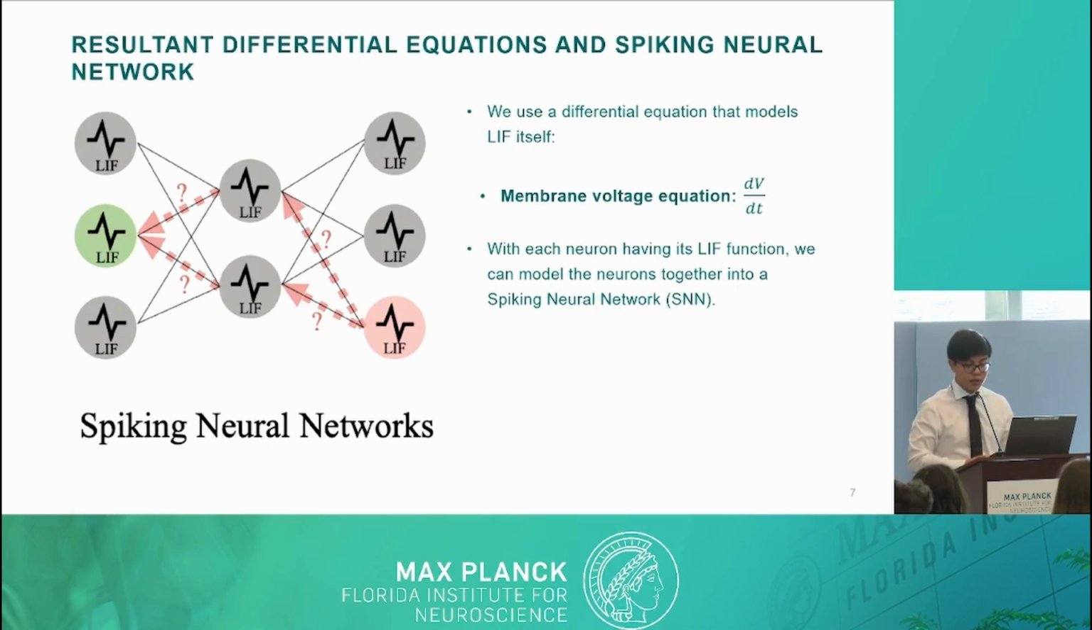So how does this come together? Now that we have our data and our LIF model per neuron, we need to put together the network. Each neuron will have its own differential equation to model the LIF function, with each LIF function being put together into what's known as a spiking neural network. We model it with the membrane voltage equation of dV/dt. And essentially, this spiking neural network of neurons firing back and forth at each other and communicating is what our mapped connectome looks like in our computational model.